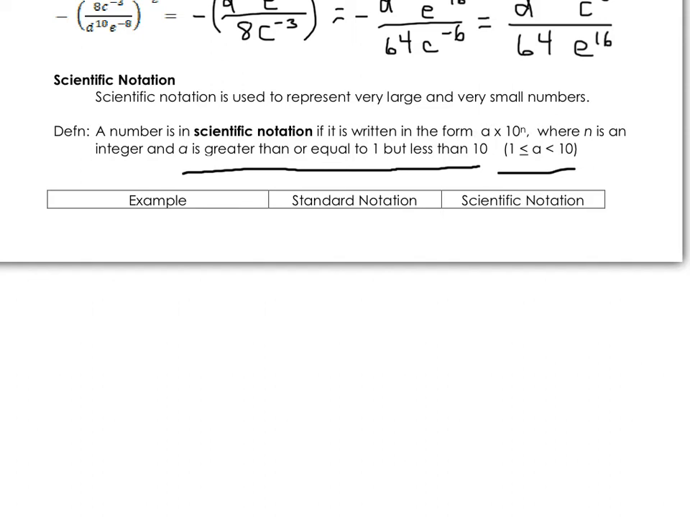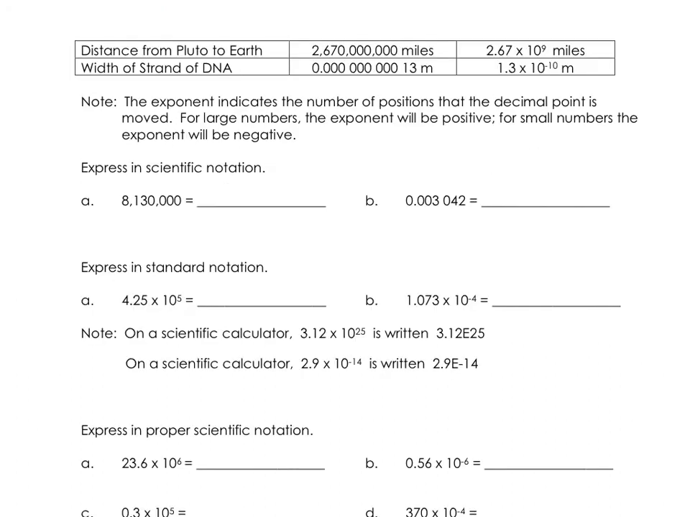So let's look at the next page for our examples. The distance from Pluto to Earth, that is a very large number. 2,670,000,000 miles. I would rather write that as 2.67, a number between 1 and 10, times 10 to the 9th power. What about the width of a strand of DNA? That is a very tiny number, 0.00000000013 meters. I would rather see that number written as 1.3 times 10 to the negative 10.